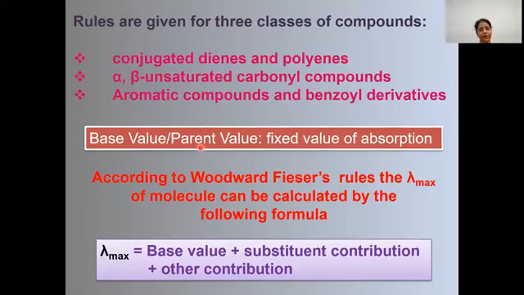According to Woodward-Fieser rules, the lambda max of a molecule can be calculated by the following formula. First, the fixed value of the absorption, that is the base value, plus the summation of all the substituents attached to the parent molecule, plus, other than substituents, the summation of any other structural modification.